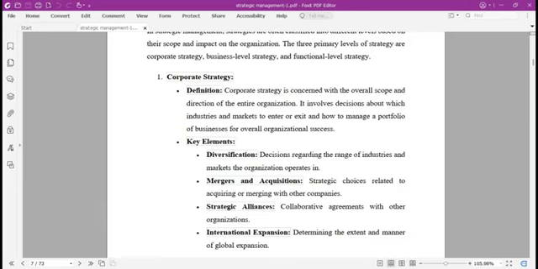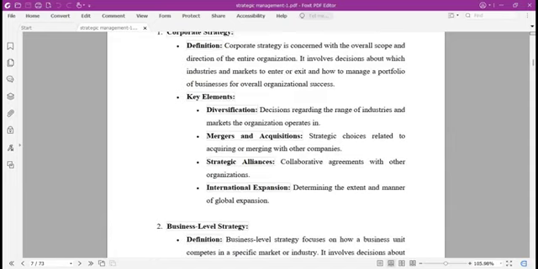Corporate strategy talks about the overall entity, the overall direction where the organization revolves around, especially the market and the business, the entire success of such an enterprise. The key elements here are diversification, mergers and acquisitions, strategic alliances, and international expansion.